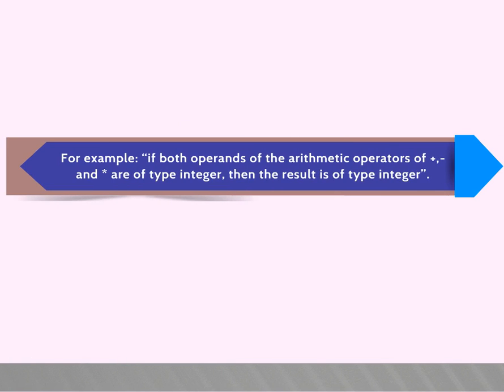For example, if both operands of the arithmetic operators plus, minus, and multiplication are of type integer, then the result is of type integer.